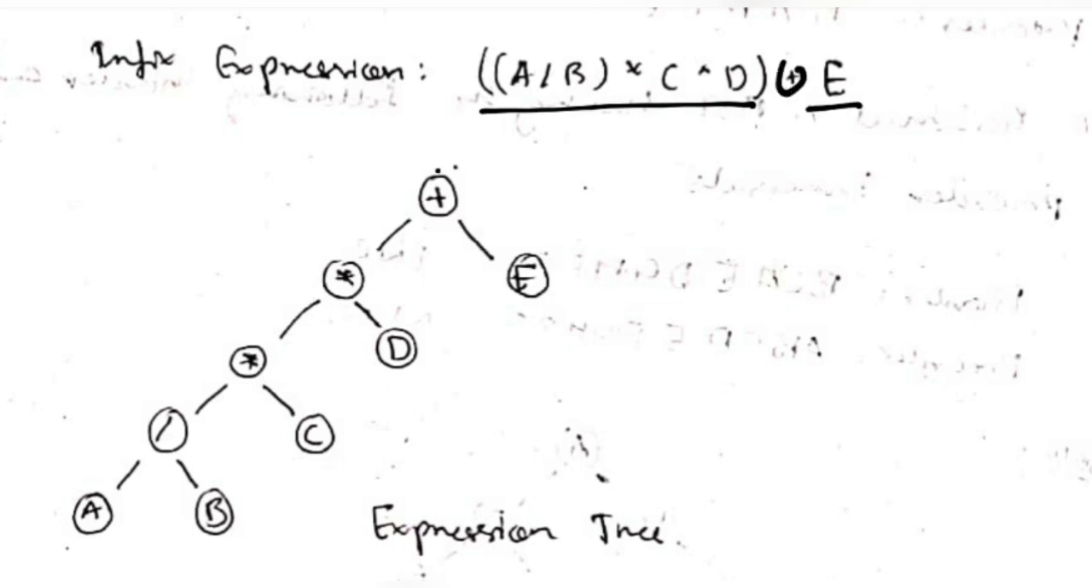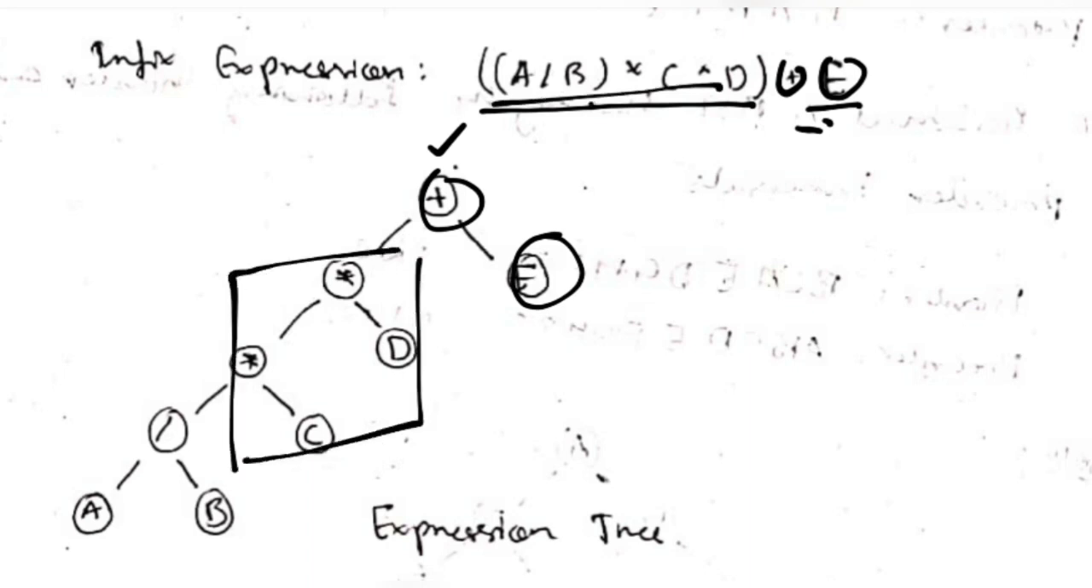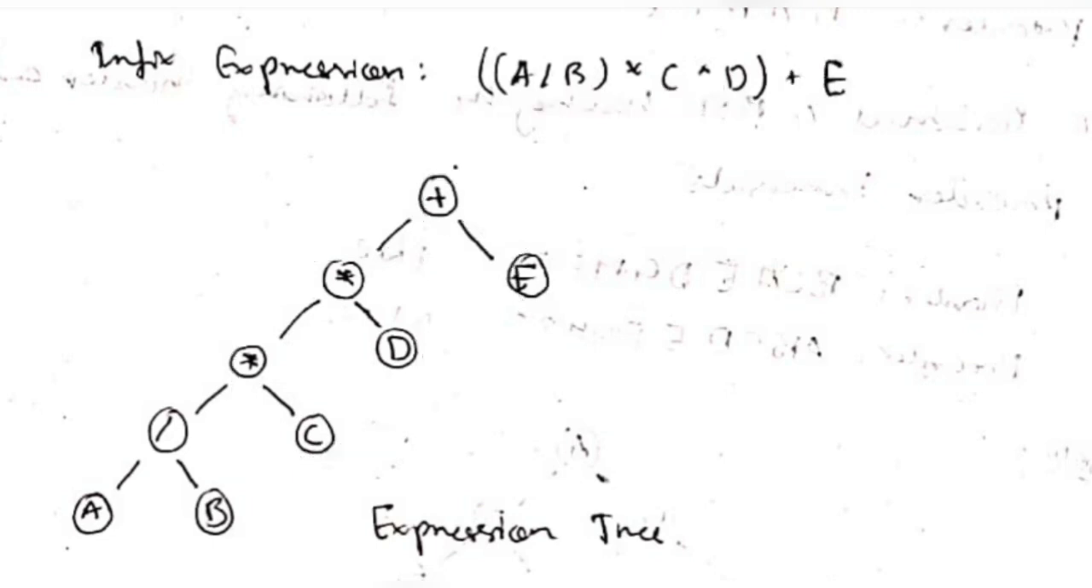So we'll make the operator first, okay, because in an expression tree the root nodes and the internal nodes are the operators. So first we'll make plus here, and the right side of plus is E, right? So we'll place E here, and this whole part will be placed here, okay. Firstly we'll place here, then we'll apply the same rule for this also, and finally we'll get this expression tree here.